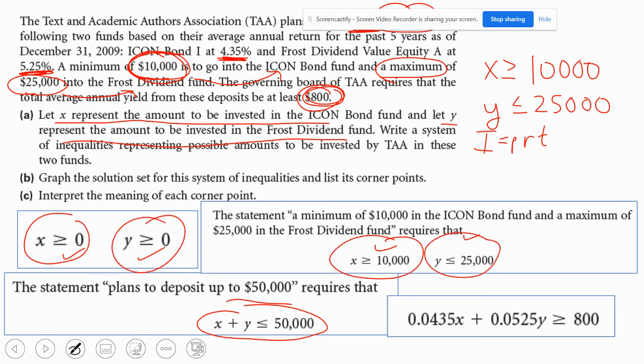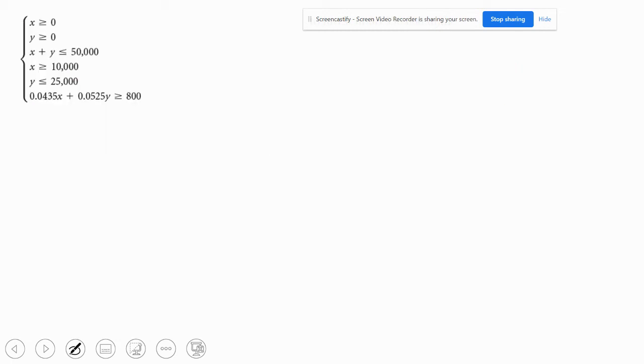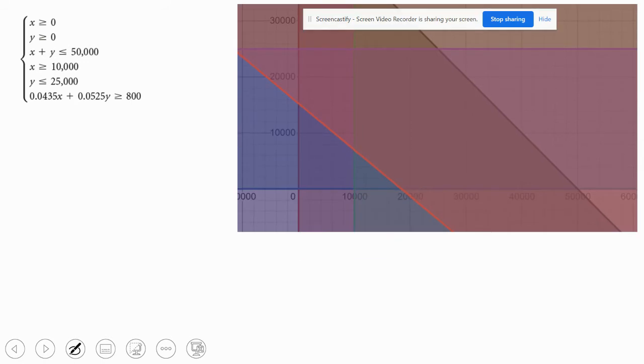So right now we're at 5. And then the last equation is the interest one. So 0.435x plus 0.525y is greater than or equal to 800. So we have to make at least $800. So that's a lot of equations again, but if you go to Desmos, you can put all of them in. A big system, but your calculator on the computer is pretty helpful.